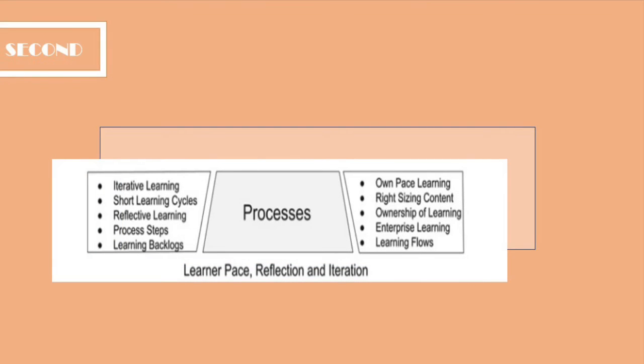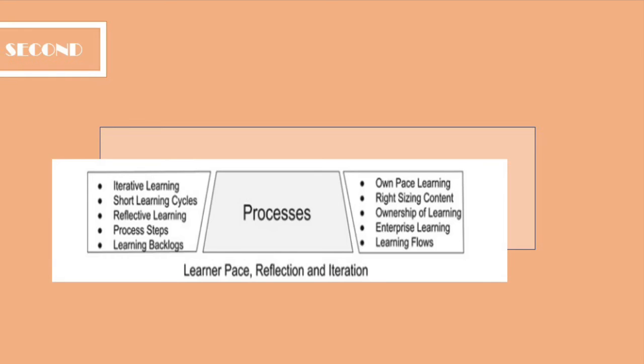The second one is processes. It emphasizes learner pace, reflection, and iteration. Agile processes include regular evidence of progress and the ability to iterate over and reflect on solutions until they are as good as they can be.